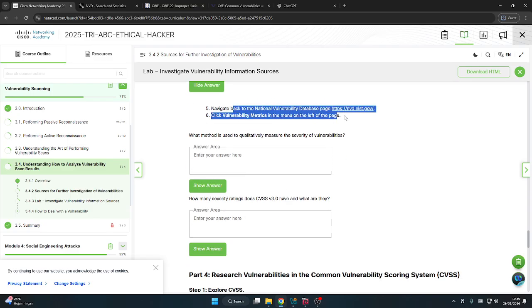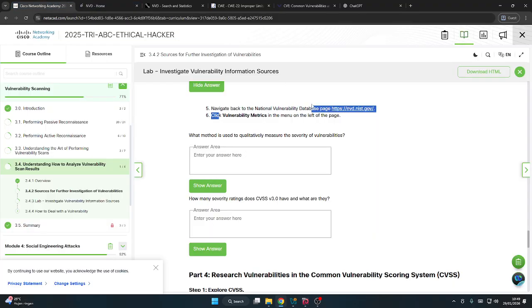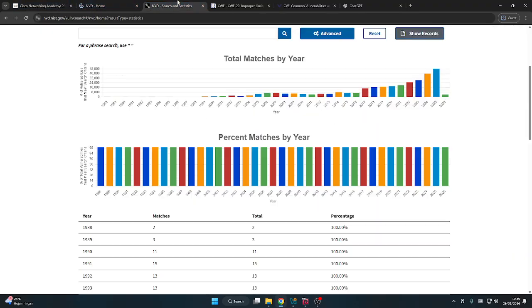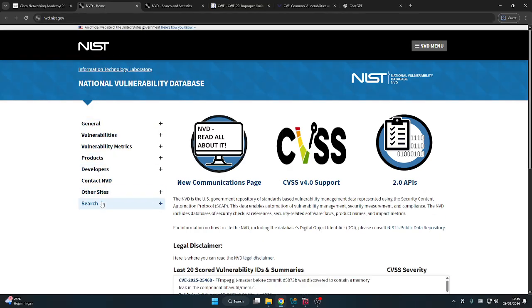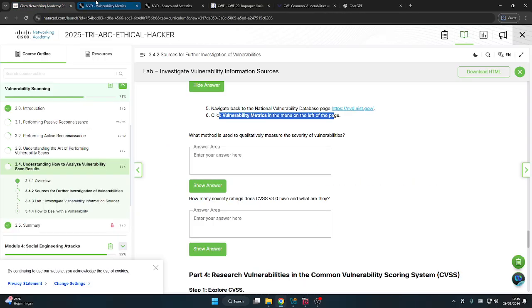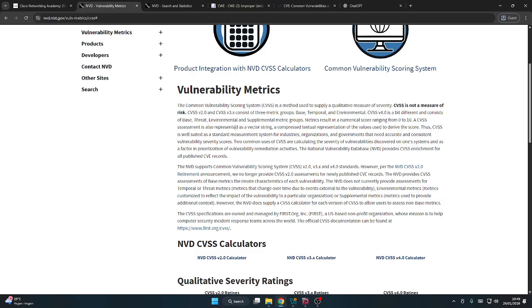And then go click vulnerability metrics on the left page. And what method is used to measure correctly? The vector string is different. So let me read it. And CVSS is not a measure of risk.